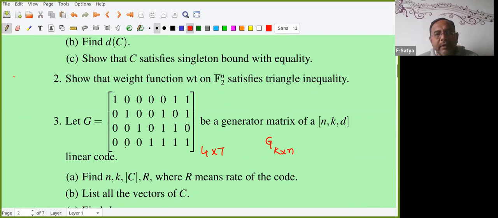Generator matrix is given. The number of rows is called k. How can you forget that? The number of columns is equal to n, that is 7. So this part is clear to all of you. Next one is, what is the cardinality of C? So for a linear code, what is the cardinality?